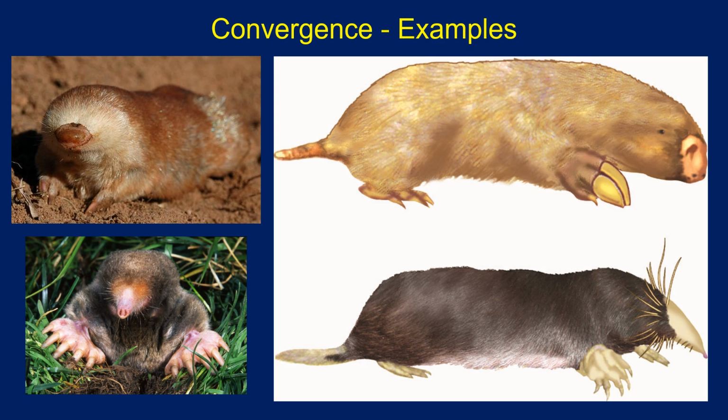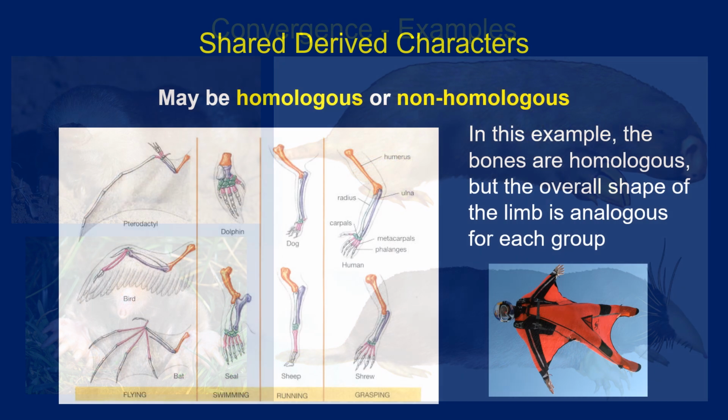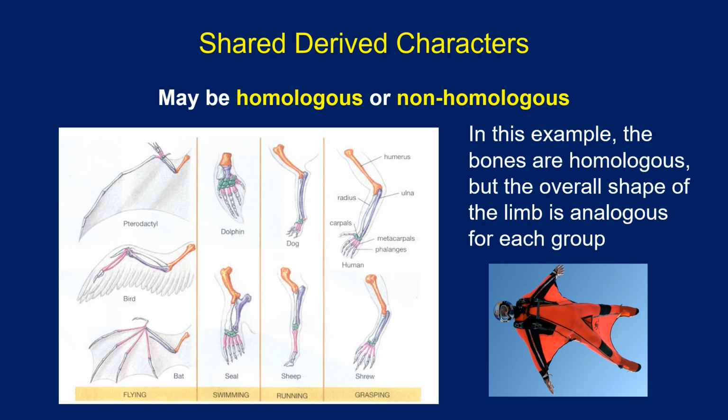But again, this is an example of convergence. They just happen to evolve the same lifestyle. And this is the form. This is what an underground mammal should look like, because this is what works best. But they arrived at that independently. So we always have to ask ourselves, if we come across shared derived characters, are they the result of shared ancestry? Are they homologous? That's what we want. That's what we're looking for. Or are they the result of analogy?